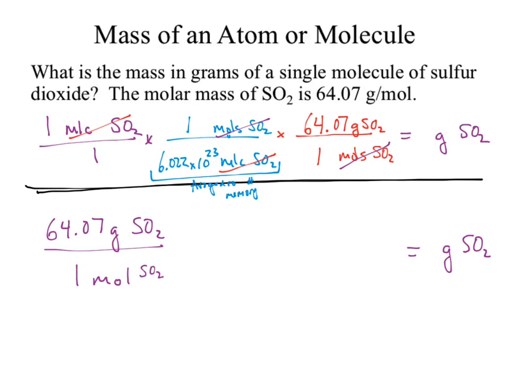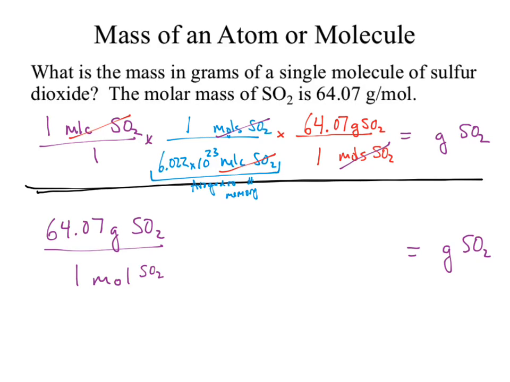Remember, the equal sign is inequality. These things must be equal on both sides. What is the problem with the given information? I have moles of SO2. Do I have moles of SO2 in my answer? No. So what has to happen? I have to get rid of that.